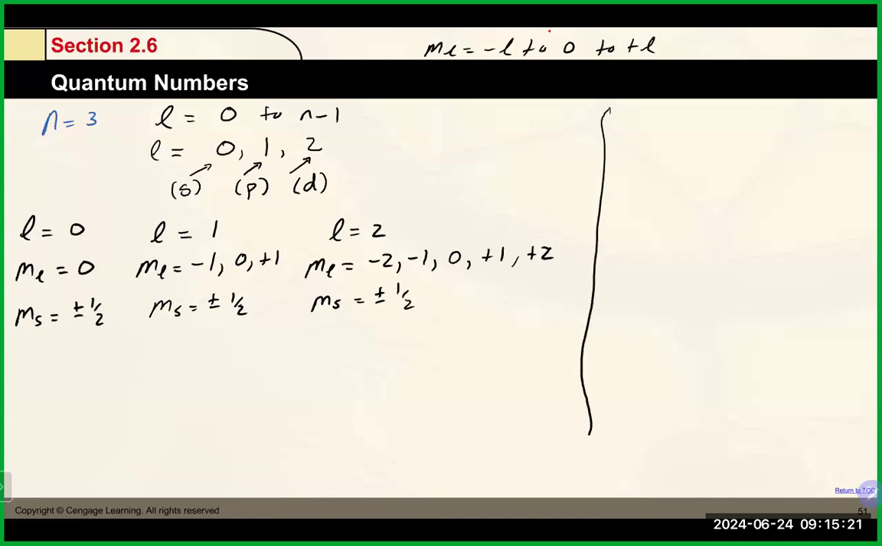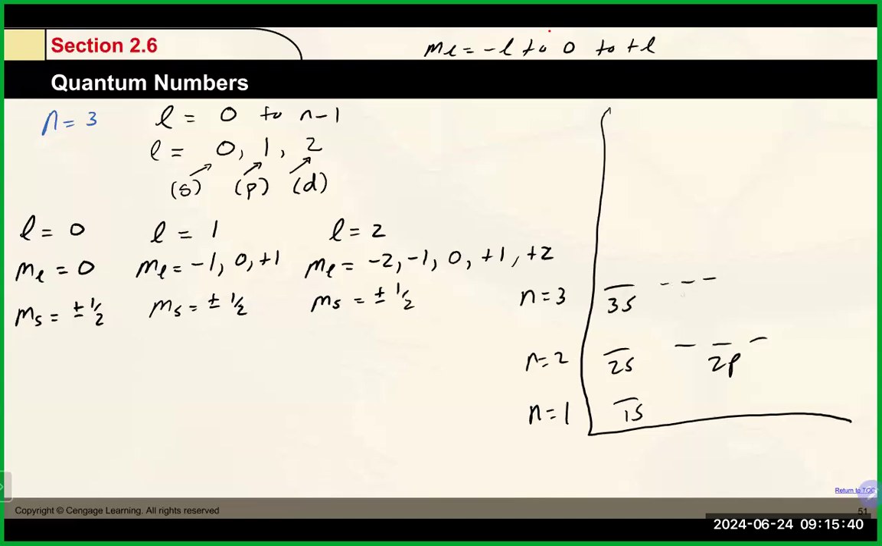Now, any questions on that? So that means, as we've been seeing, n equals 1 has our 1s orbital, and n equals 2 has our 2s, and that's where we first start to see the availability of p orbitals. And that's why when we get to our third energy level, we have our 3s, our 3p, and now the introduction of our 3d orbitals. Any questions on that?